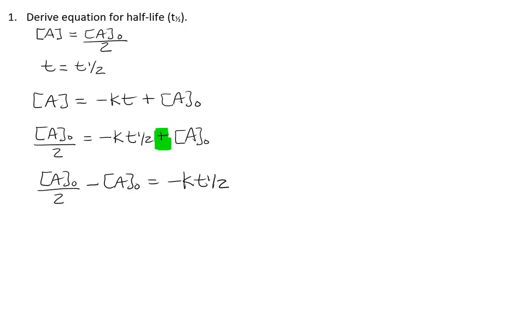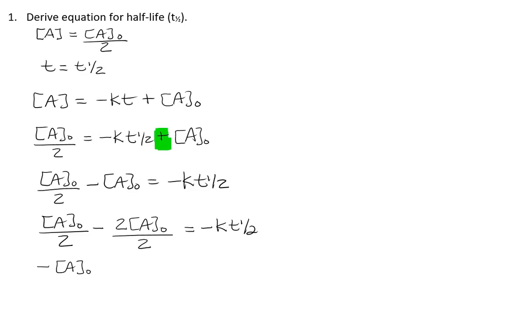The next step is to get a common denominator for our A naught term. So this first part stays the same, A naught over 2 minus 2 times A naught over 2. So we've just substituted in that common denominator, so that way we can do that subtraction pretty easily. This still equals negative k t 1/2. So when we do this math on the left side, we end up with negative A naught over 2 equals minus k t 1/2.